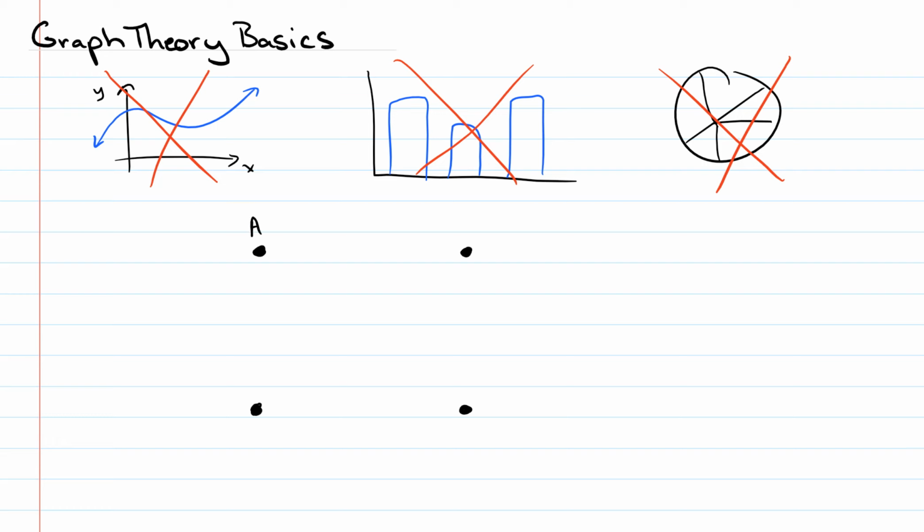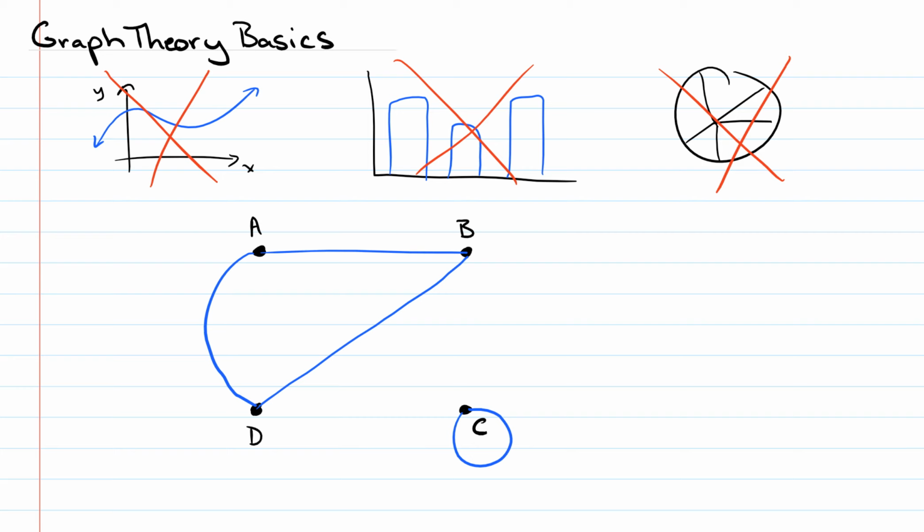And I'm going to just give these names. I'll call them A, B, C, and D so that I can keep track of what I'm doing here. And then the other thing that we have in a graph are edges that connect the vertices. And so I could draw a straight line between A and B, and that would be an edge. I could draw a curved line between A and D, that would be an edge. I could draw a line from C all the way back to itself, that is also an edge. So basically a graph is going to be a collection of vertices and then the edges that may or may not go between those vertices.